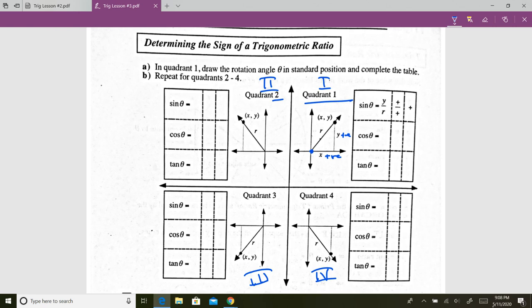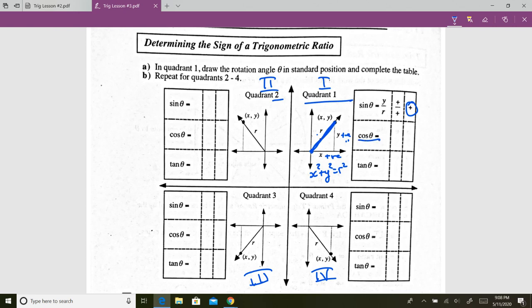So if you look at this, r, right here, is always positive. It has to be because it's a measure of length, okay? And you're actually using Pythagorean theorem to get it. It would be x squared plus y squared is equal to r squared. So that would make it always positive. So sine is opposite over hypotenuse. A positive number over a positive number, which means sine is positive.